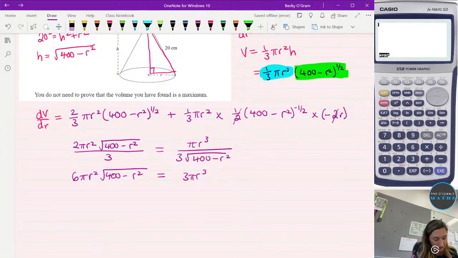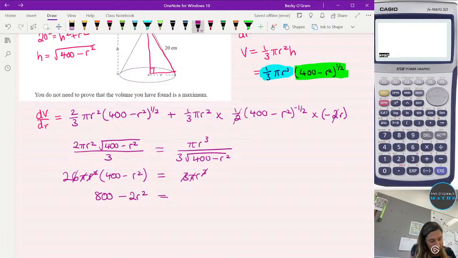Okay, now if we divide through by 3, we'll end up with a 2 here. That pi cancels with that pi. Excuse me. And an r squared cancels on both sides. So we take an r squared out there, and we take 2 of them out there, so we're just left with an r. Oh, one thing I forgot also, when I was bringing this one up to that side to multiply it out, would multiply out the square root as well. So we are ending up with 2 times 400 is 800 minus 2r squared is equal to r.